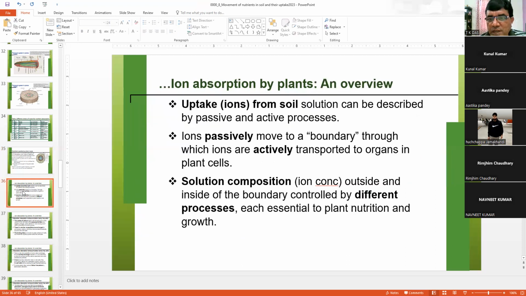Now, uptake from soil solution can be described by passive and active processes. So uptake from the rhizosphere, or from soil solution, when the nutrients have reached the plant roots by mass flow or diffusion, can be taken up by the plant through passive and active processes. Ions passively move to a boundary through which ions are actively transported to organs in plant cells. So we will see all these theories. Solution composition, ion concentration outside and inside of the boundary, is controlled by different processes, each essential to plant nutrition and growth.